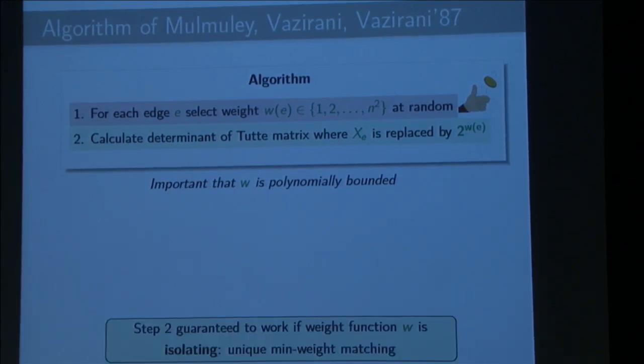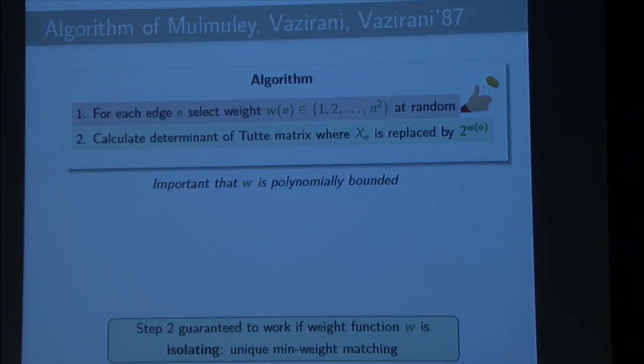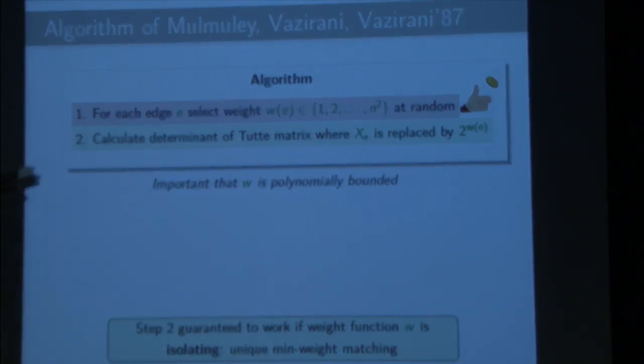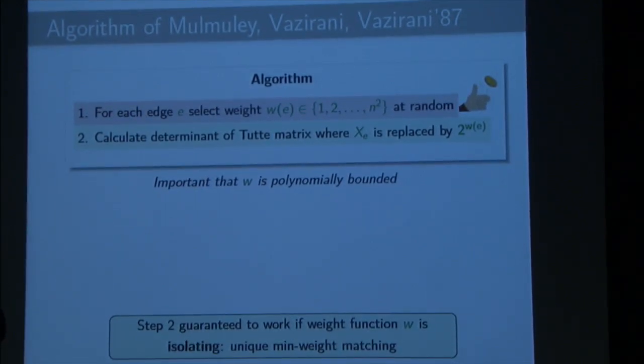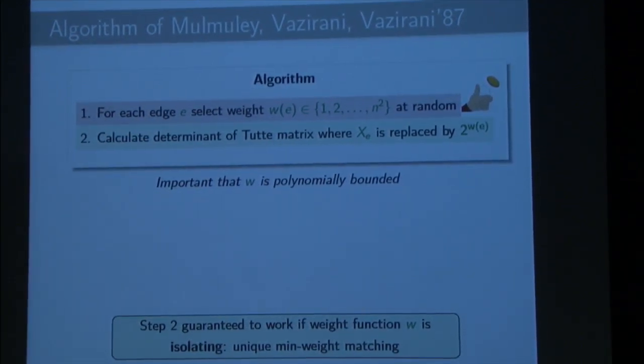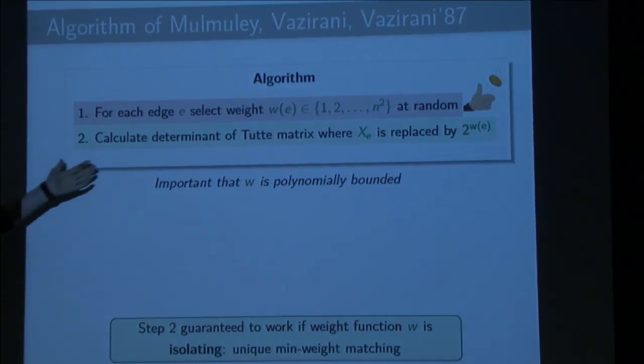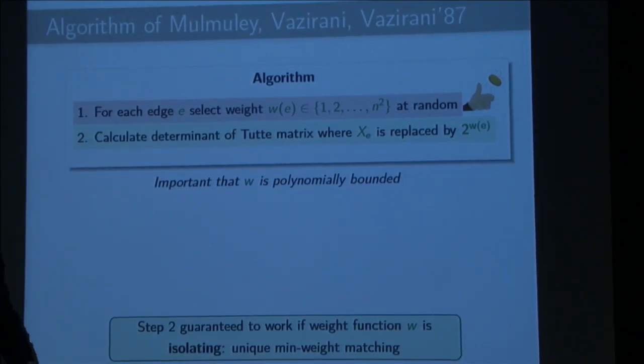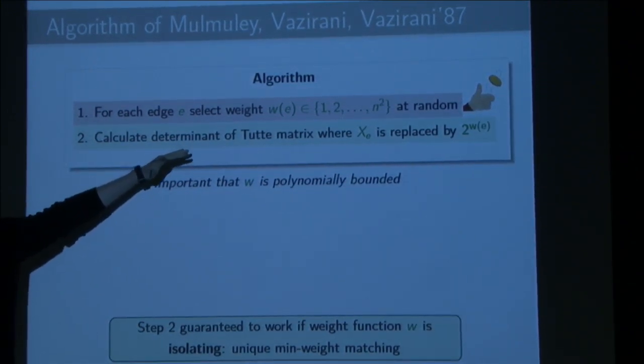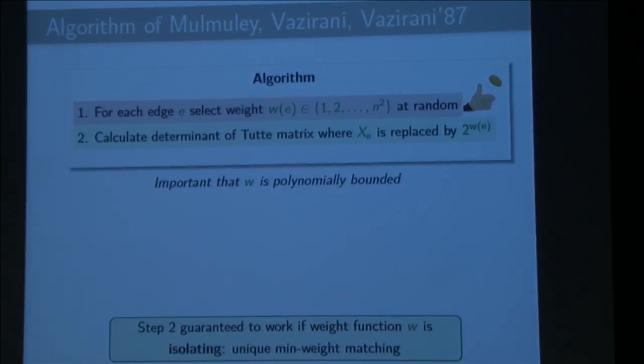It is guaranteed to work when the weight function is isolating. Just before, maybe it's good to say that the second step has a fast parallel algorithm. Yes, good point. This step, the way to calculate the determinant, has a fast parallel algorithm, and that's also what Lovász used in his paper. I think all these algorithms use that the determinant can be calculated in parallel. So step 2 is guaranteed to work if the weight function is isolating.